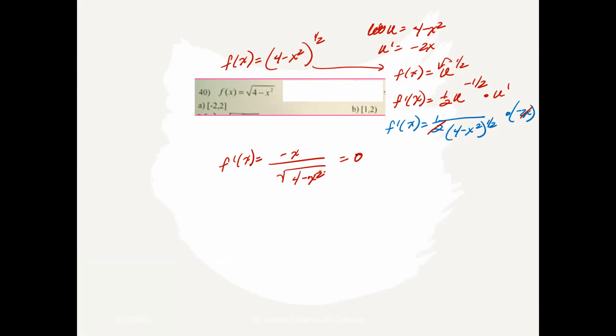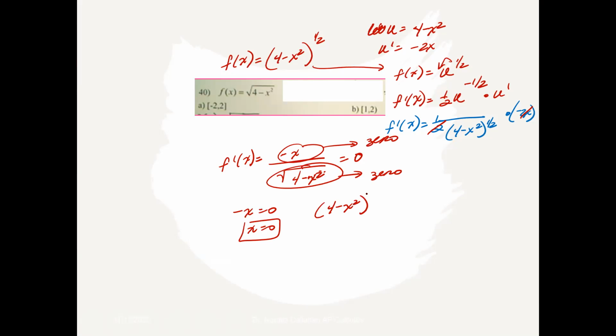So then what you're going to do is set the numerator equal to 0, and you can also set the denominator equal to 0. Numerator, set it equal to 0. Denominator, set it equal to 0. Negative x equal to 0, so x equals 0 is your first critical point. On the bottom, 4 minus x squared to the 1/2 equals 0.